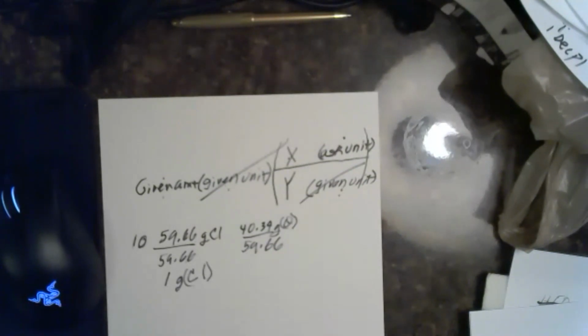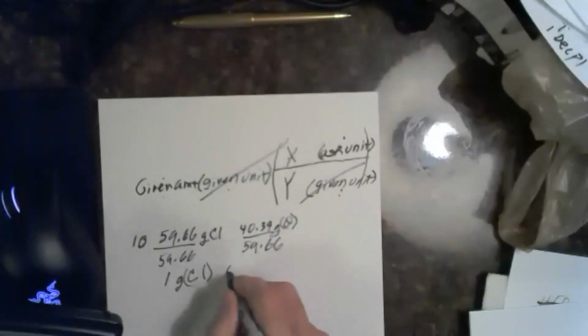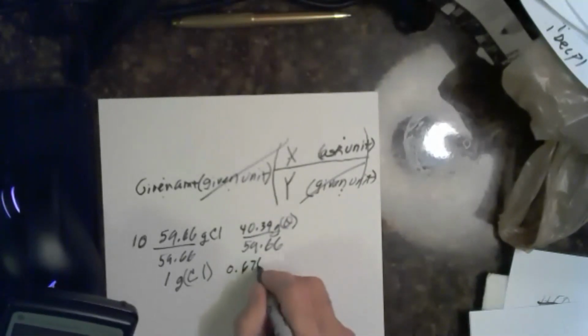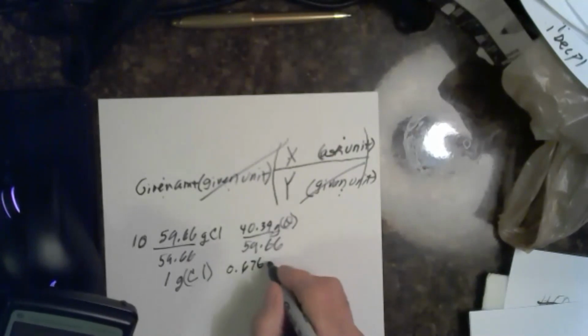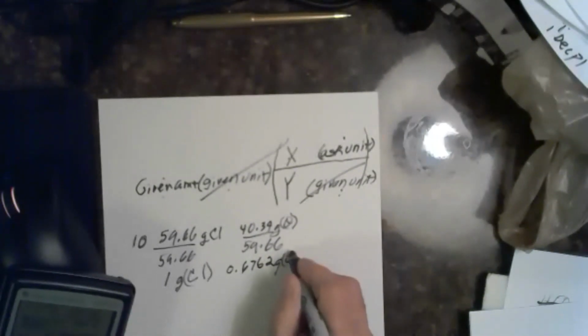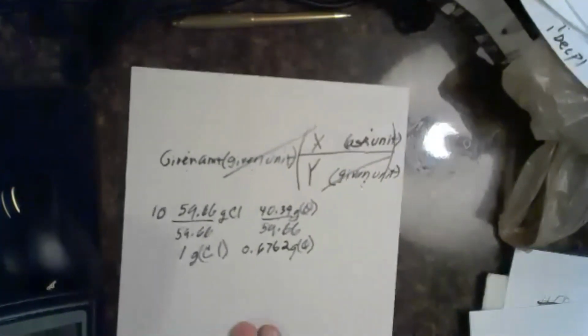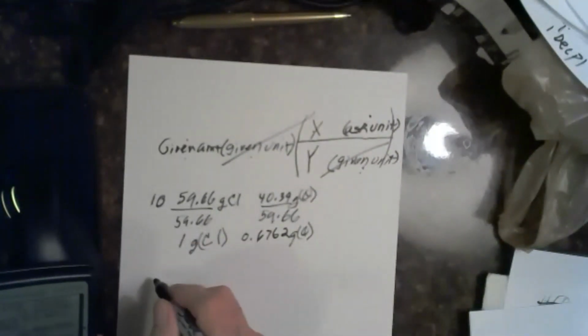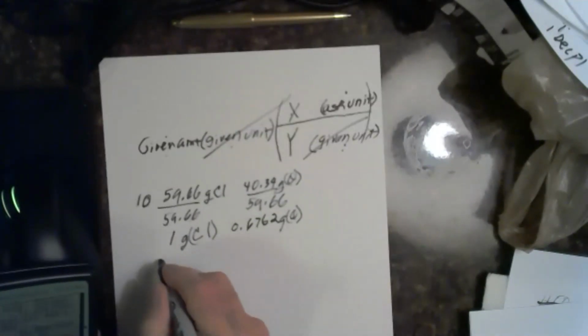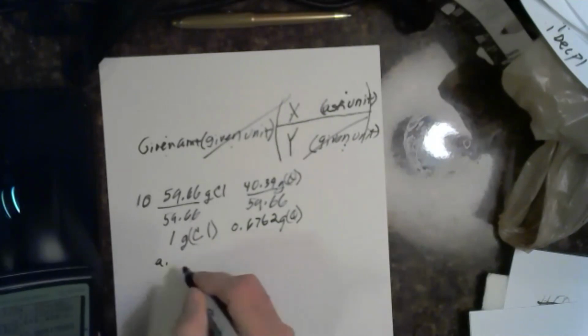40.34 divided by 59.66, and that would be 0.676, 4 significant figures, grams of oxygen. Now, my different compounds, well, I do them in order, so I'm going to go ahead and do number 1. That's supposed to be the correct answer. Then we'll try one of the others.